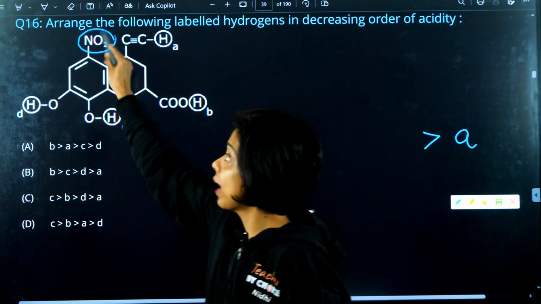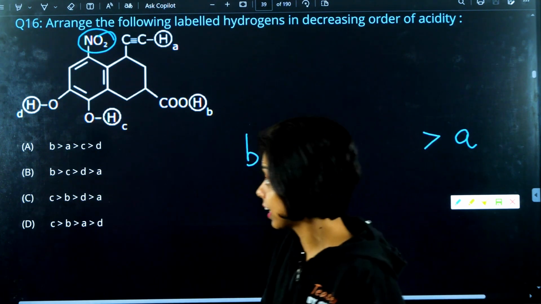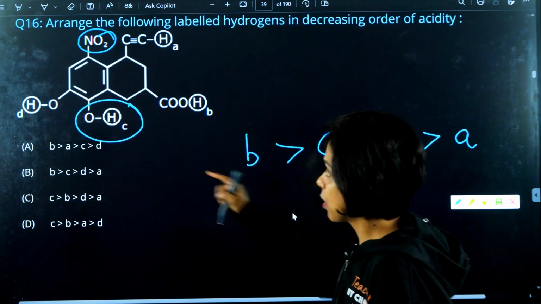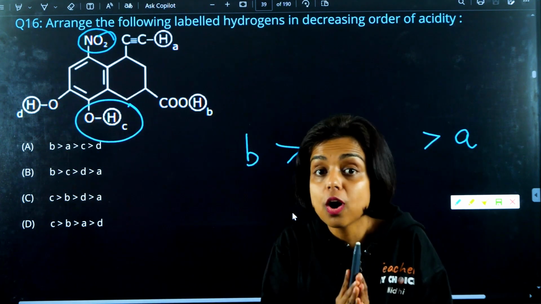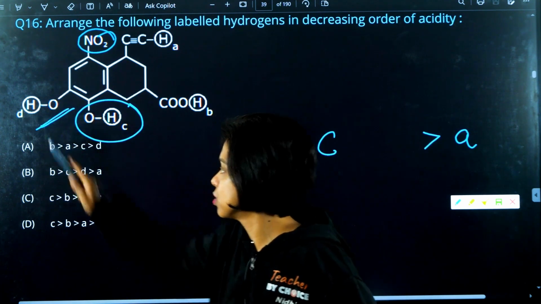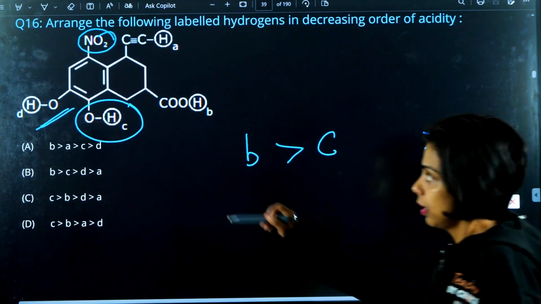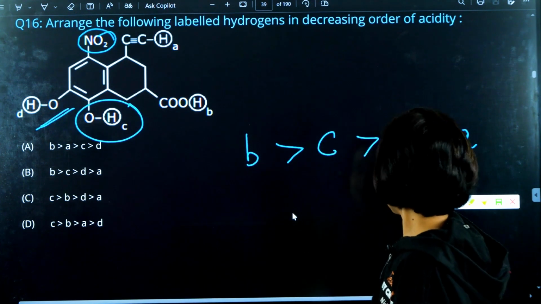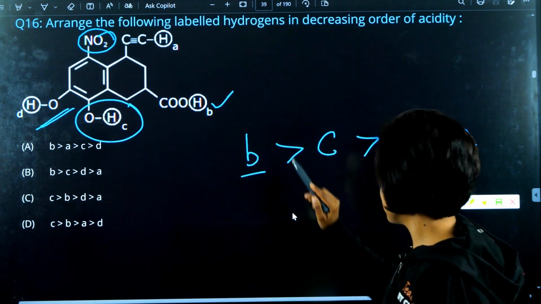Now nitro NO2 is an electron withdrawing group, and its electron withdrawing effect is affecting this, making it more acidic. Right? Because the mesomeric effect of nitro does not affect the group present at the meta position. Got it, guys? Yes. So because of the electron withdrawing effect of NO2 on this C, C becomes more acidic. An electron withdrawing group increases the acidic strength. So this should be the order: B, carboxylic acid, and then alcohols, and then this C and D.